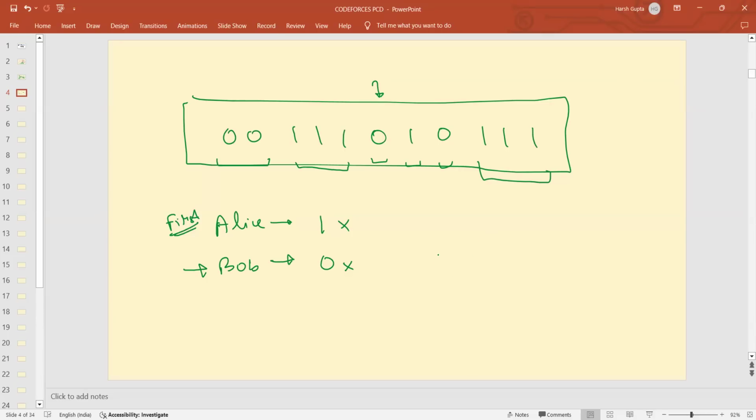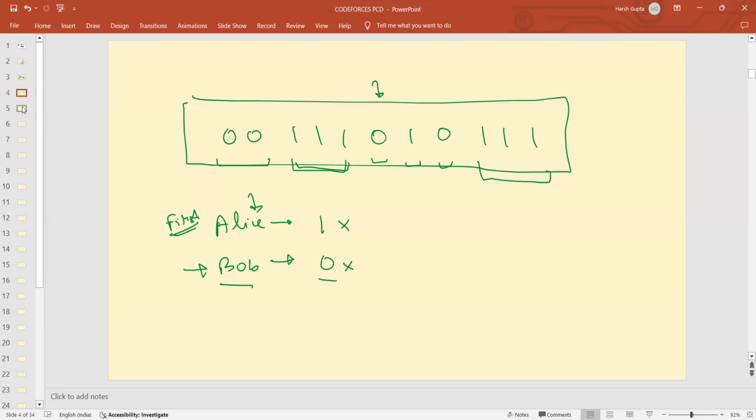So since you know that, okay, we will have something like this now: if Alice wants there to be no occurrence of one, then in every move, what will he do? He will remove one from the string, isn't it? He will select a substring that contains one, and he will remove that entire substring. Similarly, since Bob wants there to be no occurrence of zero left, in his move he will select a substring and remove all zeros from it, isn't it? Okay. So I know that Alice is starting first.